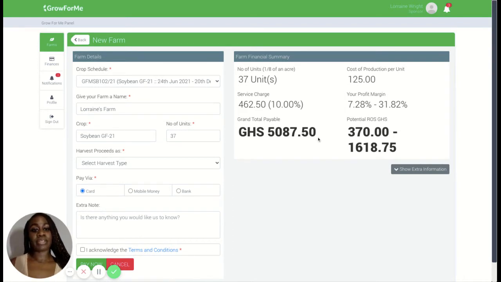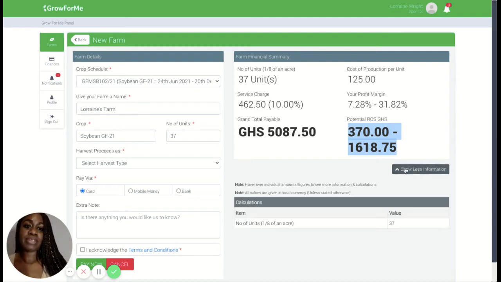Now, what you'll see here is the total amount payable. As I said, I had a budget of about 5,000 cedis in mind, and that is the amount given here. On the right-hand side, you will see what your potential return on sponsorship would be. Like with any form of investment, we can never guarantee what your returns will be, but we always give you a range, a low side and a high side. On the low side, what you're likely to get with this particular crop will be a return of 370 cedis on top of my principal payment, or on the high side, 1,618 cedis if we were to do super well.